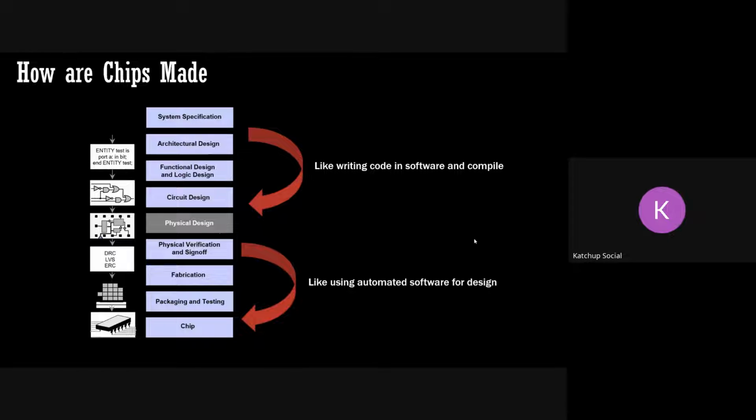Okay, so how are chips made? You start with system specification, you design your architecture, and you write your RTL. This is known as the front end part of the design. It's not like you are connecting wires; it's very similar to software coding. You're writing code, and you're using EDA software to compile and implement that code. The first few steps, up to physical design, are what is known as the front end of the chip. After physical design, it's known as the back end of chip design.